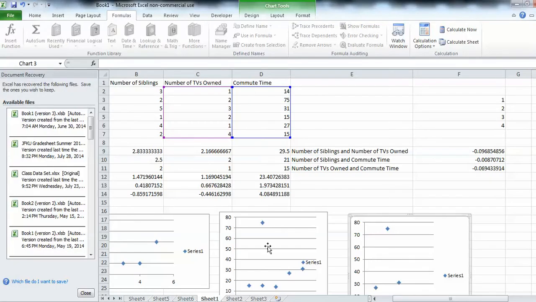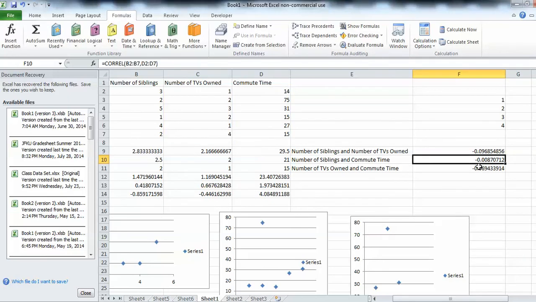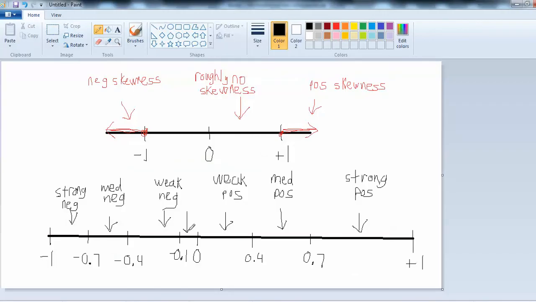What about siblings and commute time? Negative 0.008 is right about here. It's actually very close to 0. So it's in the weak negative area.